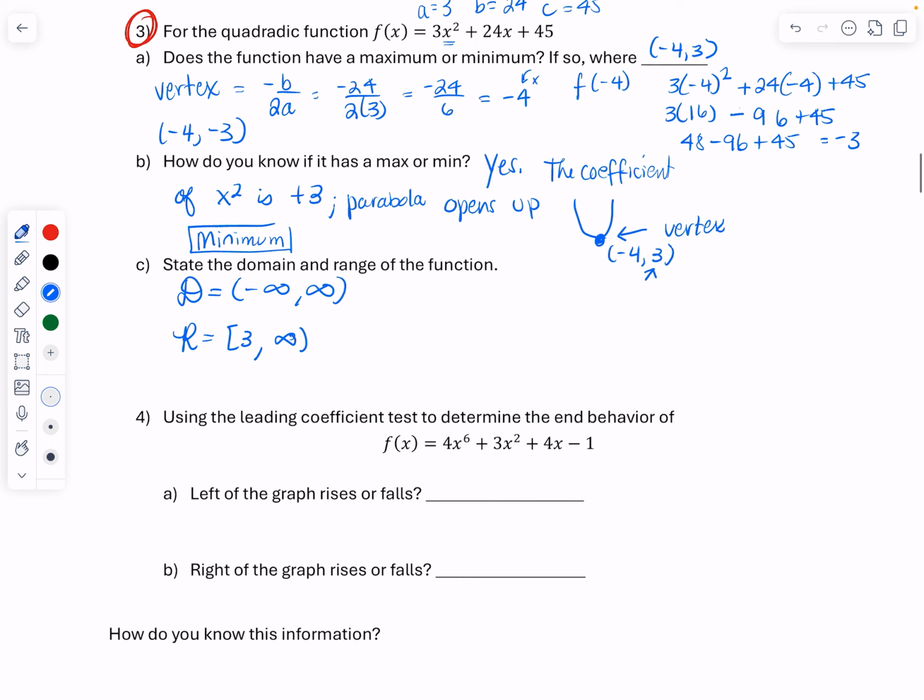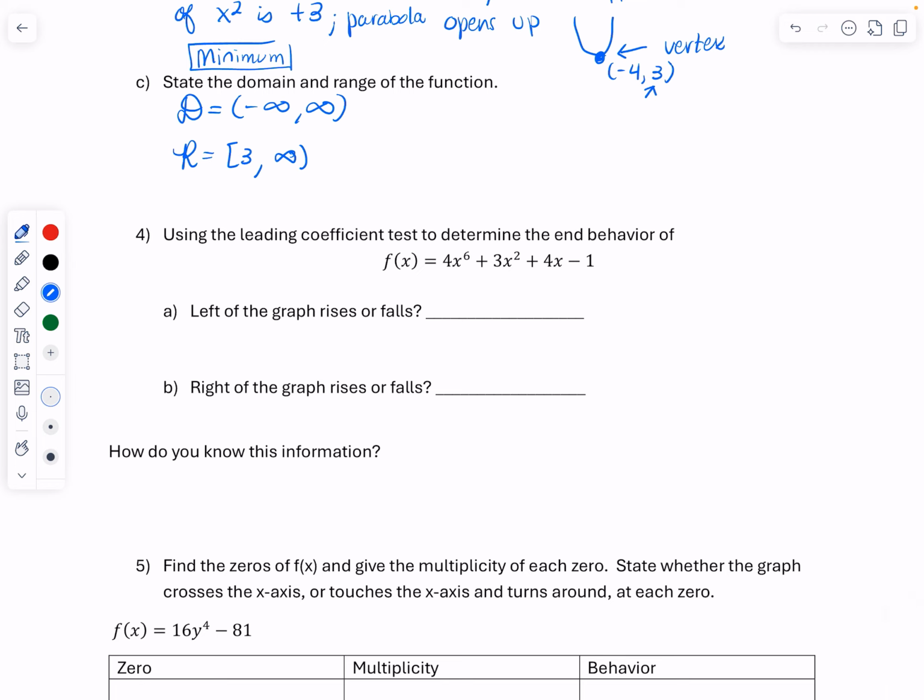Okay. Number 4. Use the leading coefficient test to determine the end behavior. We've got to figure out if the left of the graph rises or falls, and if the right of the graph rises or falls, and how do I know this information? Okay. To figure out if it rises or falls and what the end behavior is, you have to look at the leading coefficient. The leading coefficient is positive 4 x to the 6th, which has an even power.